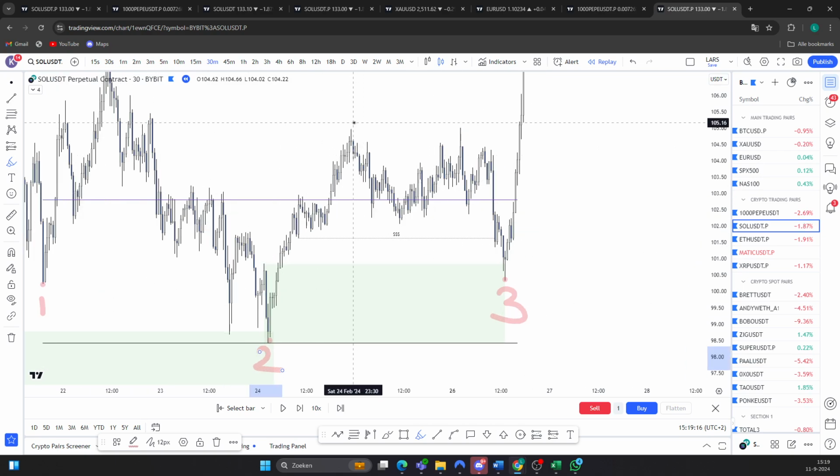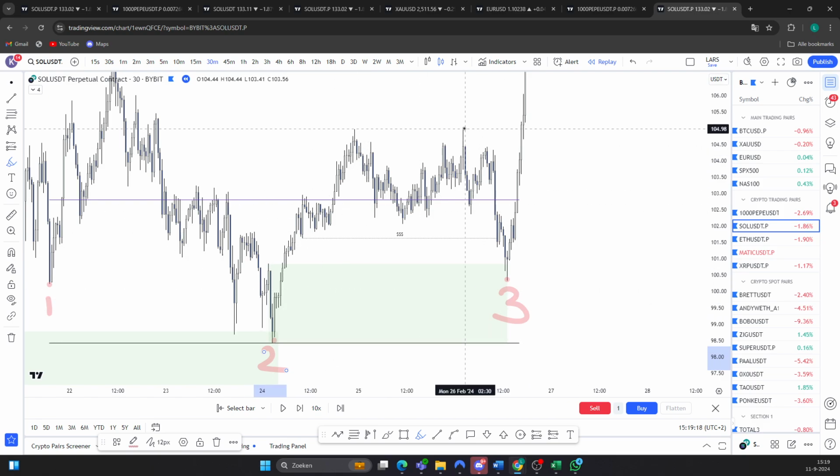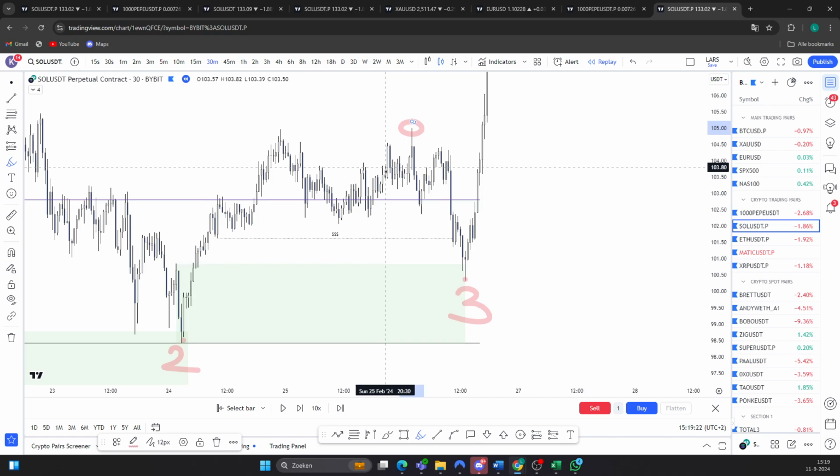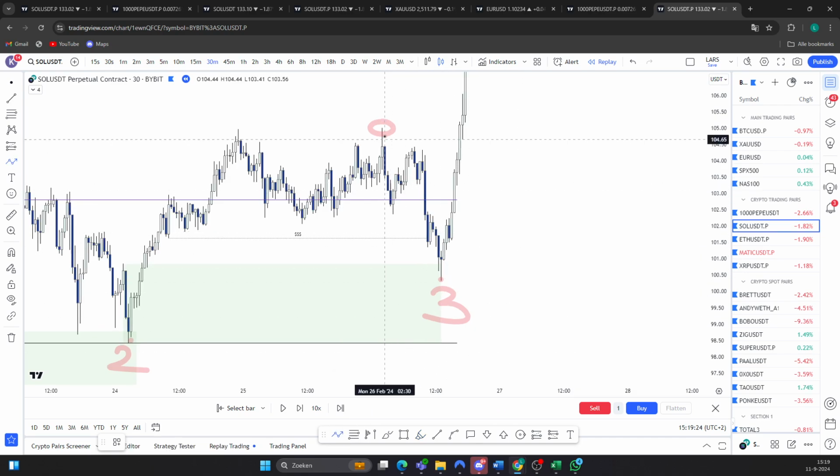Again, now we check what is the highest point between tap 2 and tap 3. That is this high right here. It went higher than this one. You can see right here it went higher. So we watch our structure on, let's say, the 30-minute. We have a low, we have a lower high, and we have a lower low. We have to wait for a break of structure of this downtrend to confirm our TCT schematic.